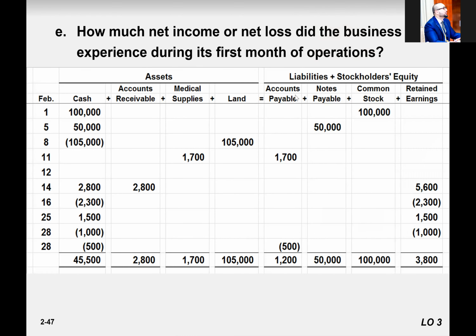Okay, now let's talk about a review here. We talked in our last lecture about the accounting equation, in which assets are equal to liabilities plus owners' equity, and we did an example here.